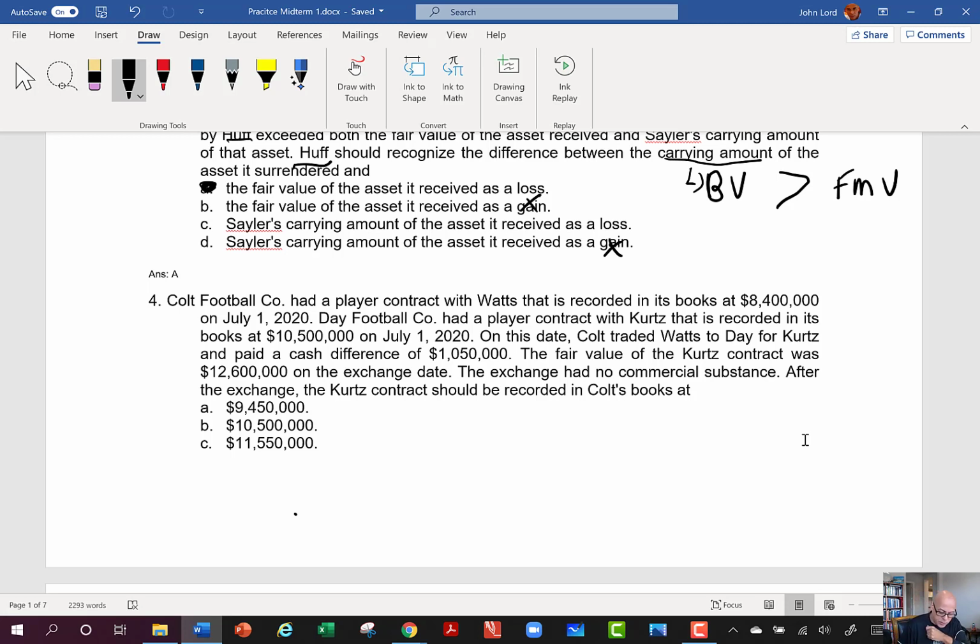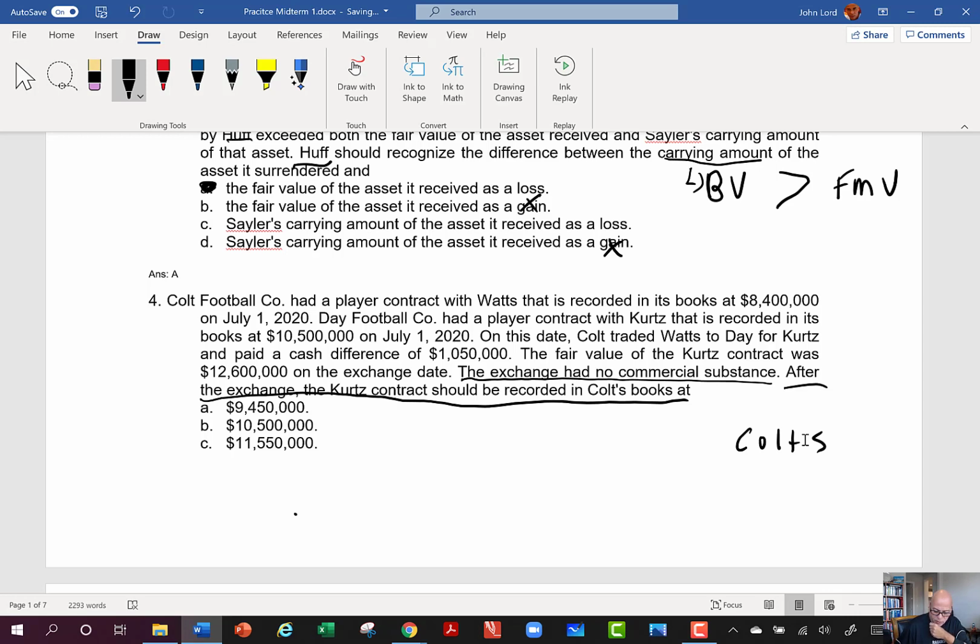Now we start seeing some information that's giving us a clue where we're going with this. The exchange has no commercial substance, and after the exchange, the Kurtz contract should be recorded on Colt's books. Now, maybe I should apologize a little bit for a question like this, because it's kind of hard when you're dealing with an abstract question.